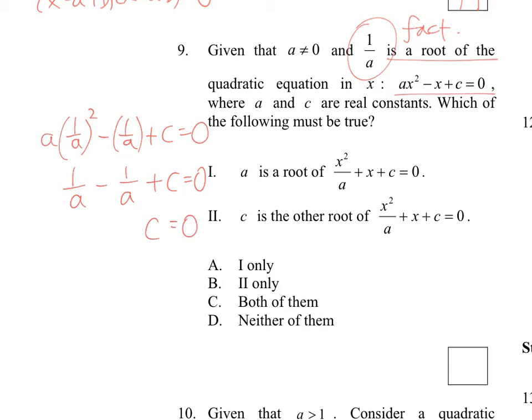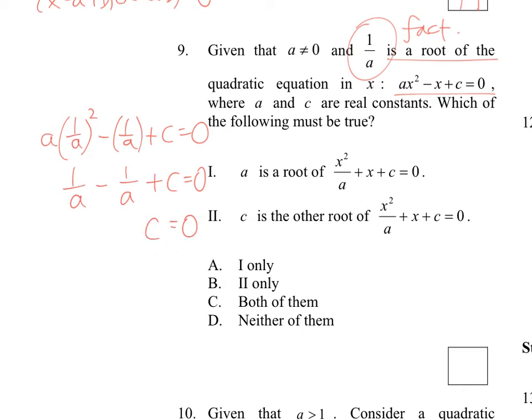Make sense? The question requires A not to be 0, but it doesn't require C to be non-zero. A cannot be 0 because it will vanish the term x squared and return this equation into a linear equation. It will no longer be a quadratic equation if A is 0. But C is 0, that's definitely fine. It is still a quadratic equation. And under the consideration that 1 over a is a root, we must have c equals 0.